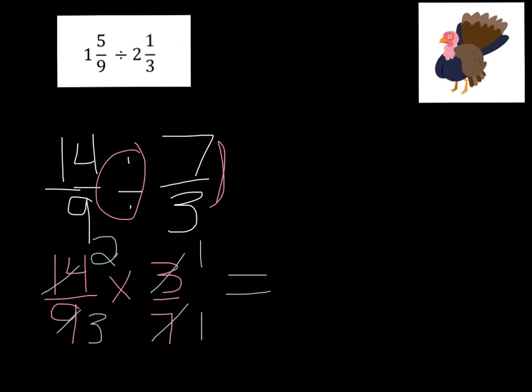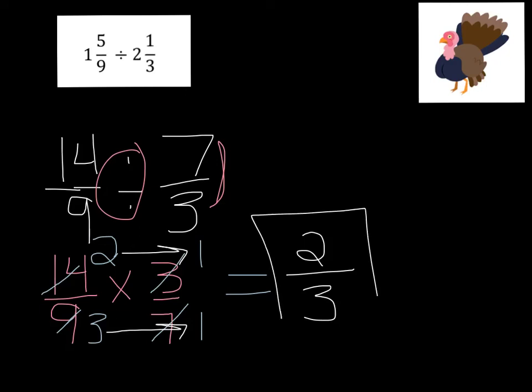So when I do this, my last step is to multiply across. I have 2 times 1 in the numerator, which is 2, and 3 times 1 in the denominator, which is 3. 2/3 is completely simplified, so I know that is my final answer. And that, folks, is the end of chapter 4.